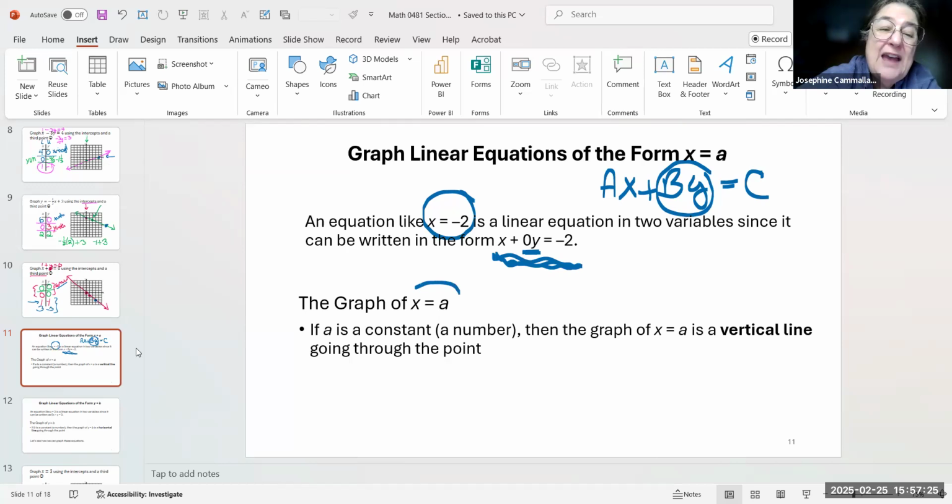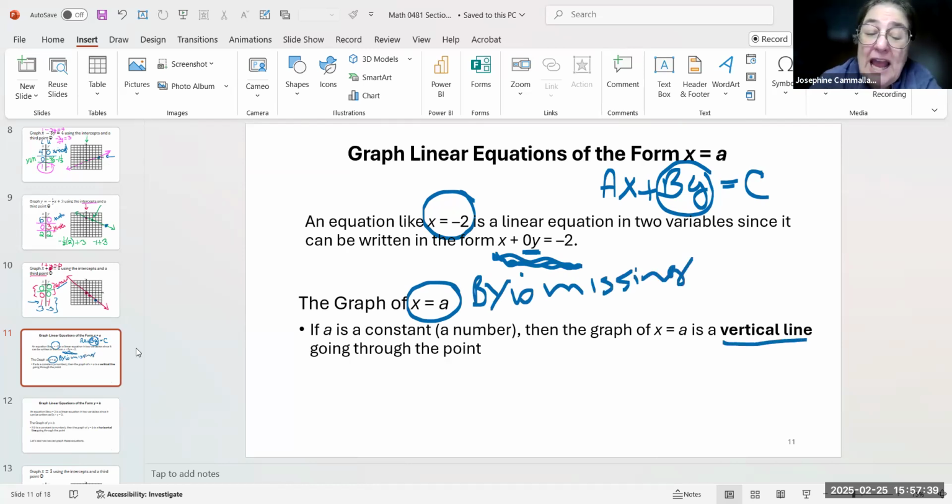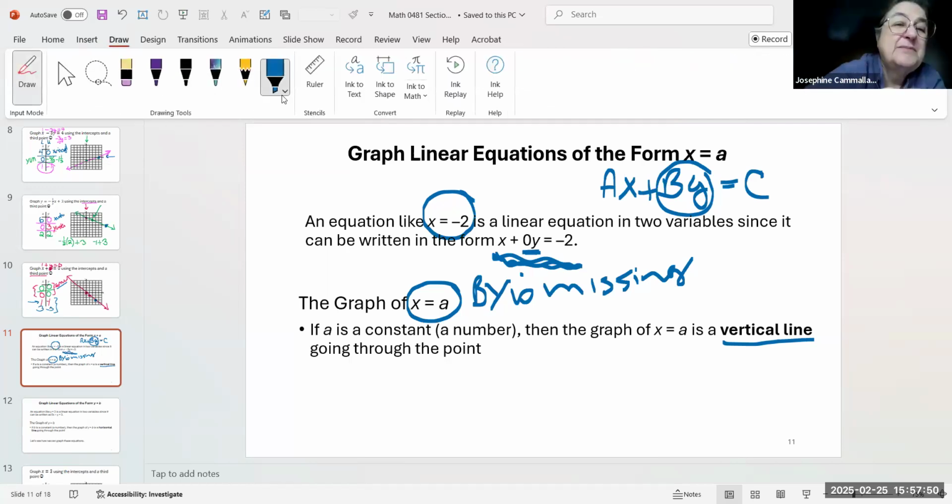Because when you have x equal to a number and by is missing, you're going to have a vertical line. And we're going to prove it to you in a minute. So when the by value is missing, you have a vertical line. And I'm going to prove it to you in a minute.